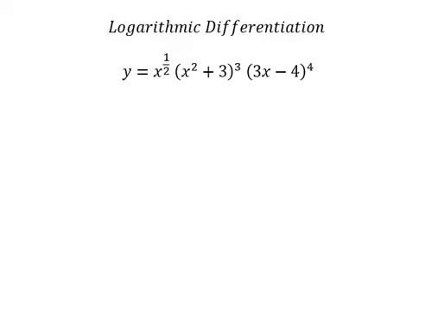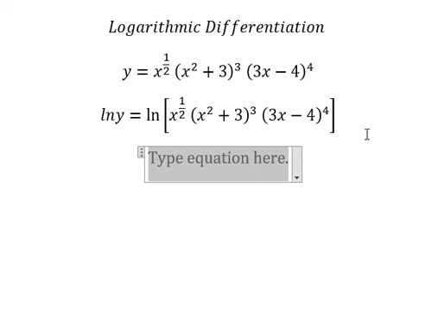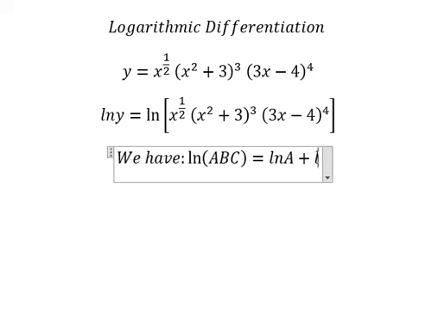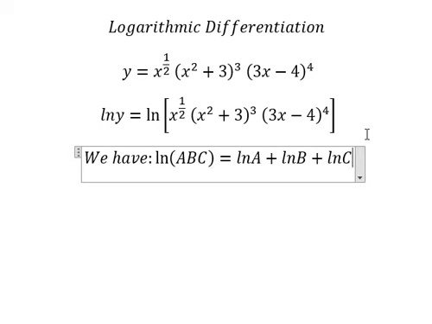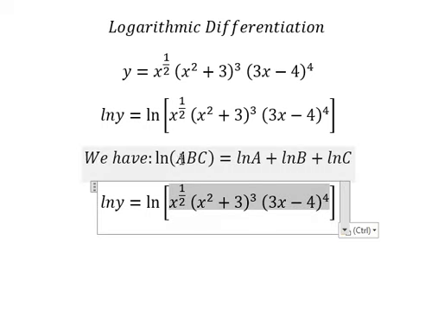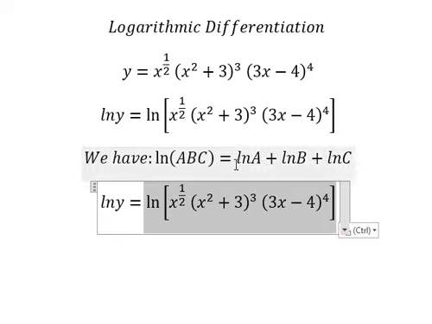So now I want to show you how to answer. We put the natural log on both sides. So we have the formula in here, this one that is about ABC. Now we need to transform this one into this one.